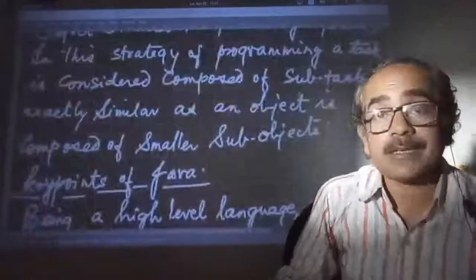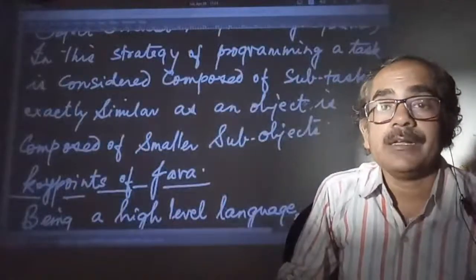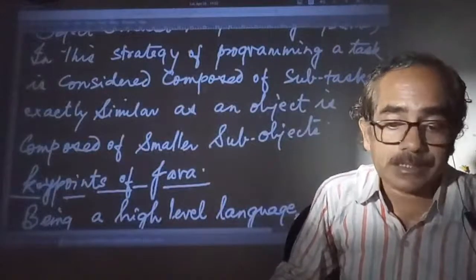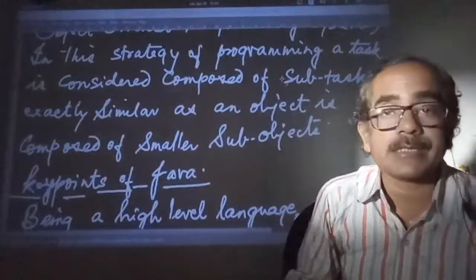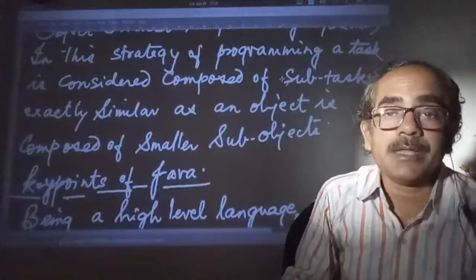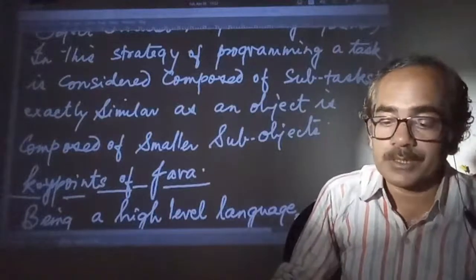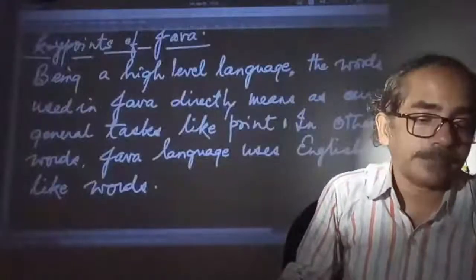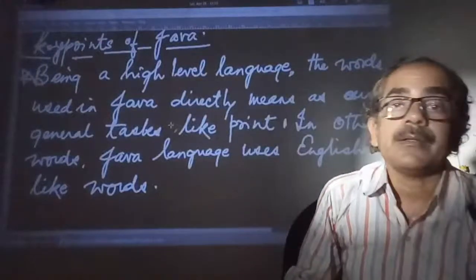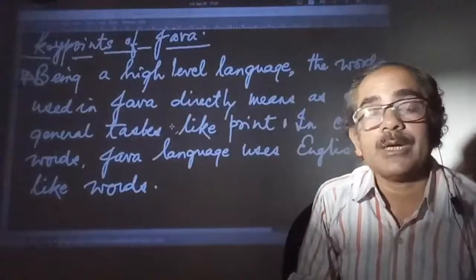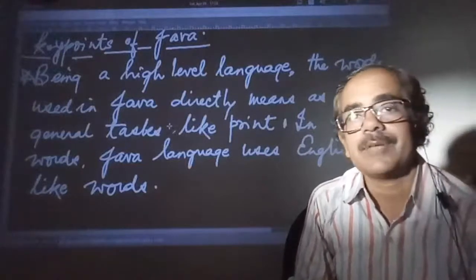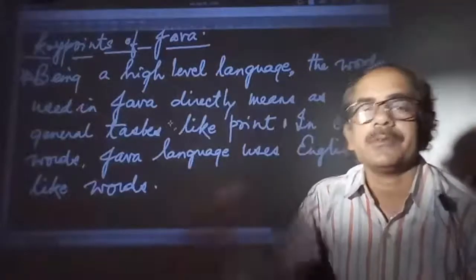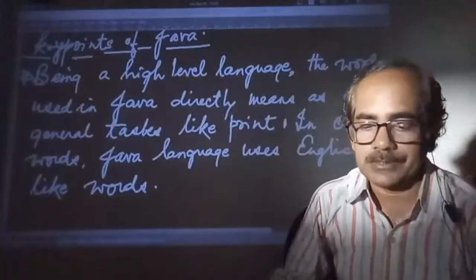So, first key feature of Java to remember is Java is an object oriented programming system. Second, being a high level language, the words of Java are English like words that represent some task. As English words represent some task, Java words are also representing some of our day to day tasks.